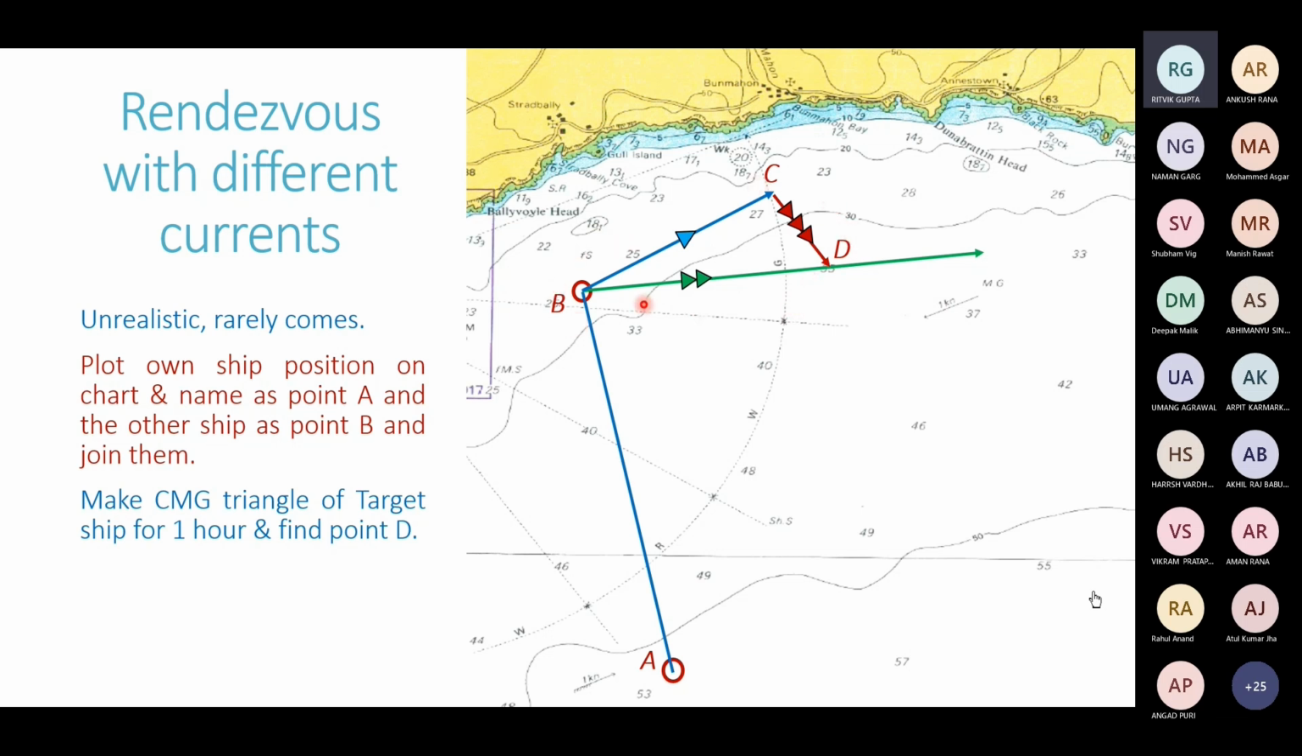All this information is given to us in the question. We have the course steered, the engine speed of the target ship. We have the current which is present in the target ship location. So we can easily plot these on the chart and find out the course made good by the target ship. Up to here is clear, beta? Yes, sir. Okay, all right.